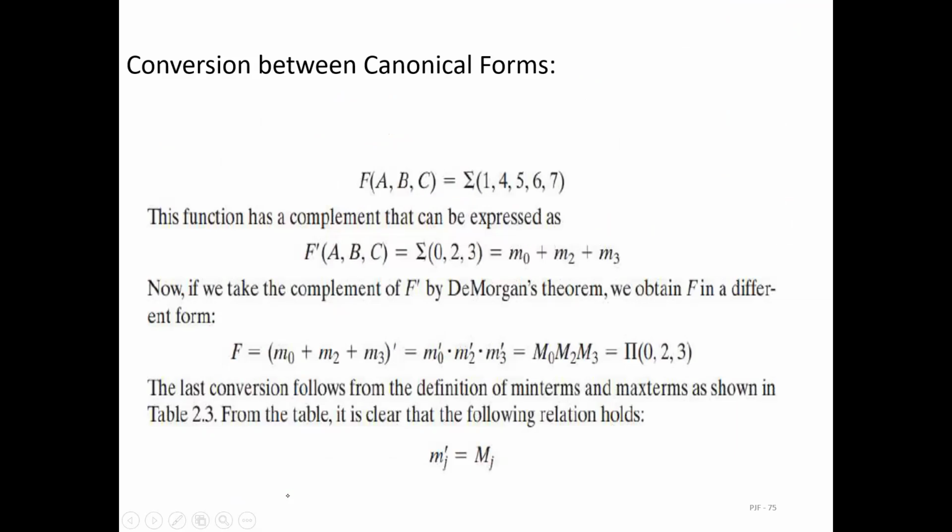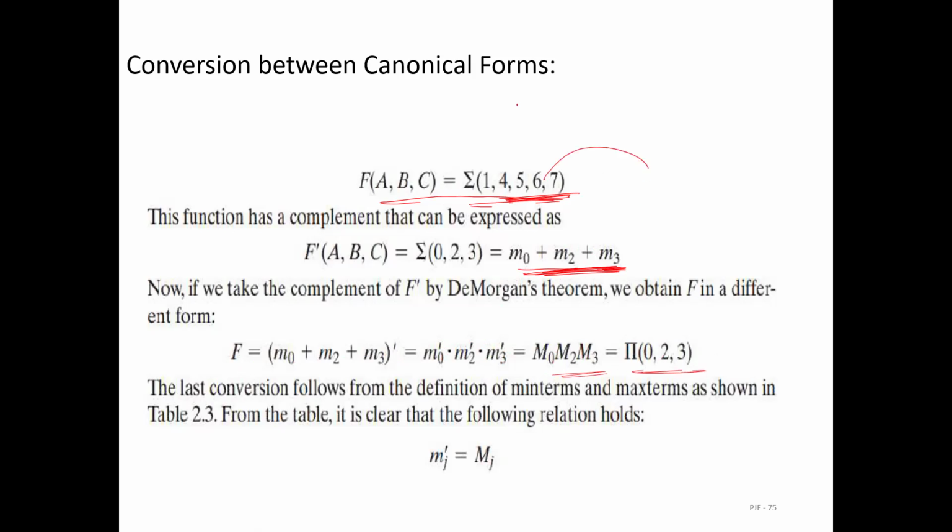Now, conversion between the canonical forms. A question is given, f of a, b, c, summation 1, 4, 5, 6, 7. Now, f complement of a, b, c equals summation of what is absent. What is missing over here? 0, 2, and 3 are missing. So I can write it in terms of minterms here. Now f equals the complement of m0, m2, m3. I can write 0, 2, 3, directly as pi of 0, 2, 3.